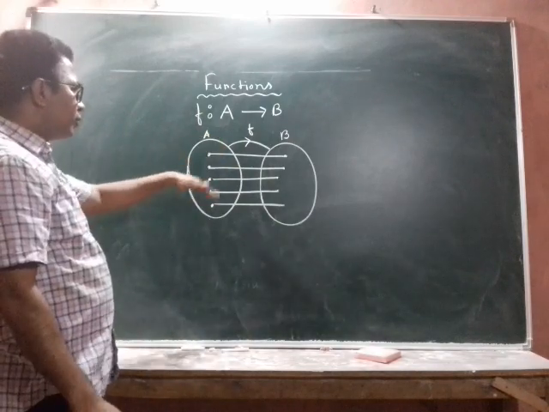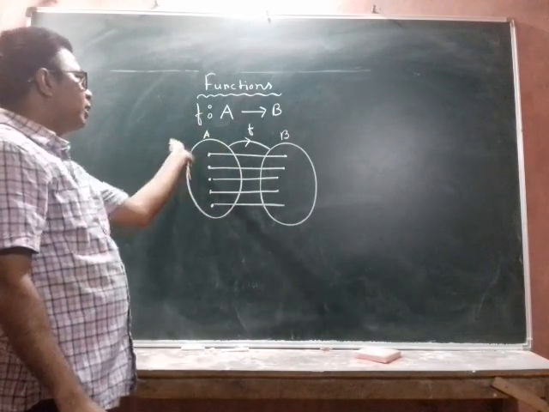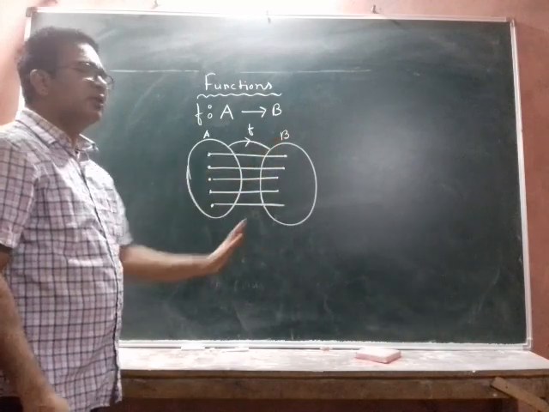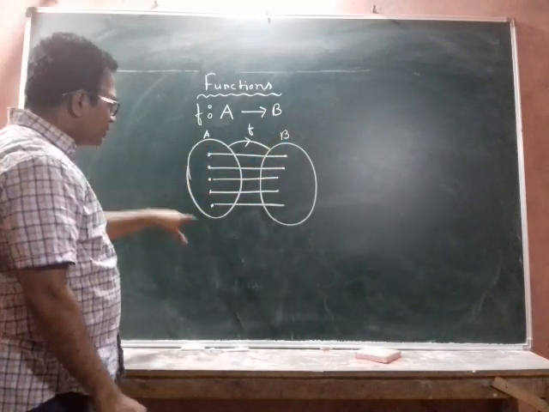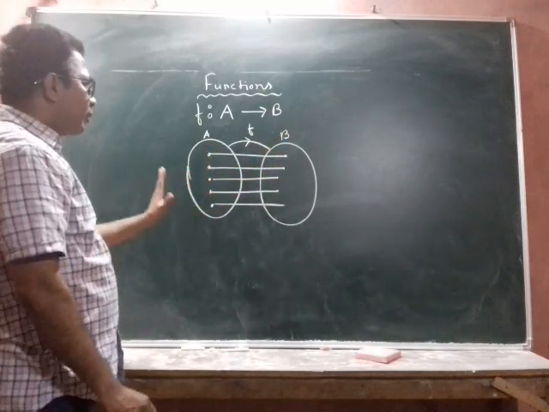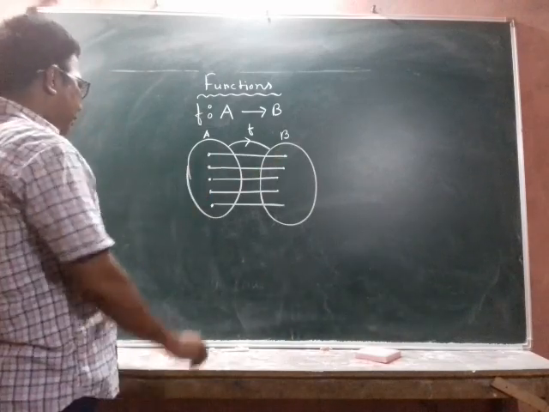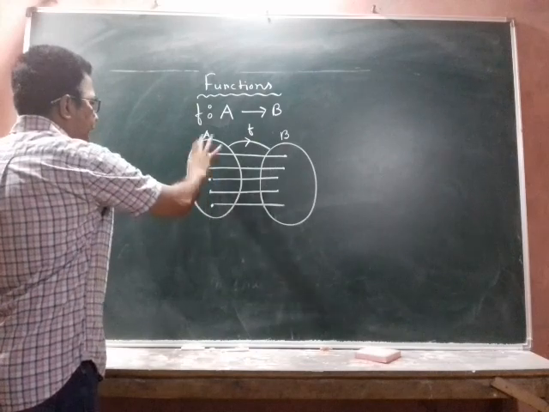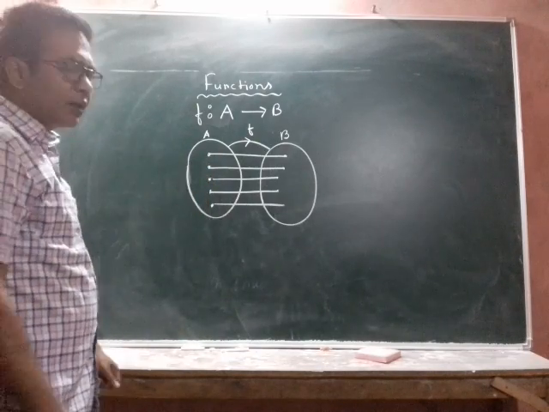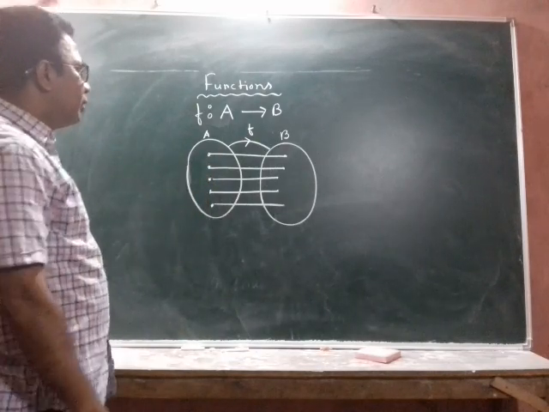In case of relation, we may have some elements in A which do not have any relation with the elements of B. But here, in case of function, each and every element of A must have a relation with at least one element of B. No element should be left here. So a function can be considered as a restricted case of relation.